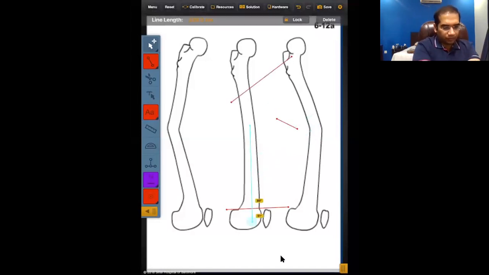Let us simply draw. Here, since it's a sketch, only to teach you, when we go to the real X-rays, then we'll be able to draw things a bit better. Here, this is just to show you.